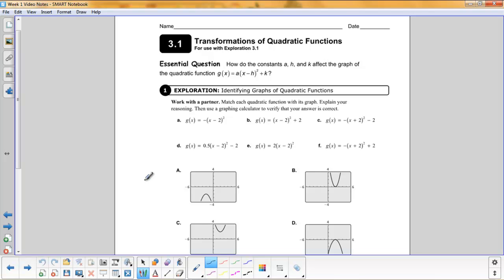This is a review from the beginning of Unit 1, so these should be pretty simple and pretty straightforward, but we're going to revisit this so that it is fresh in our mind throughout the quadratics unit.